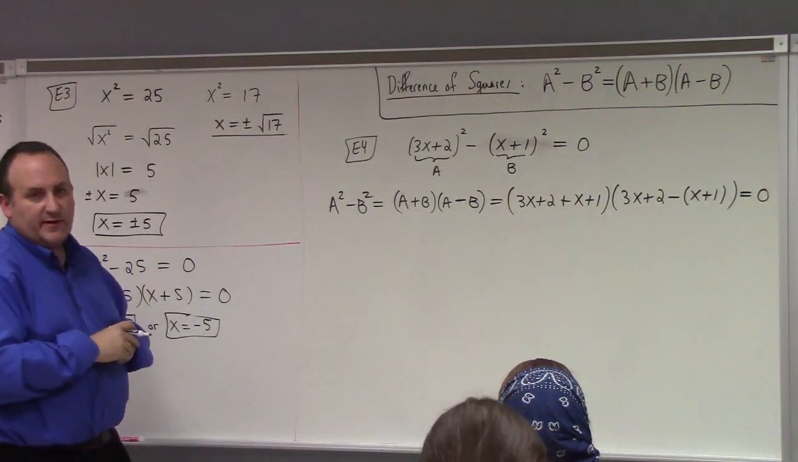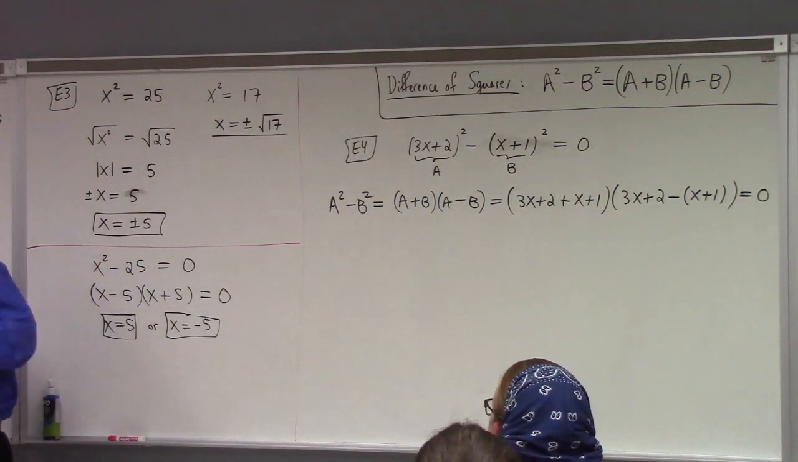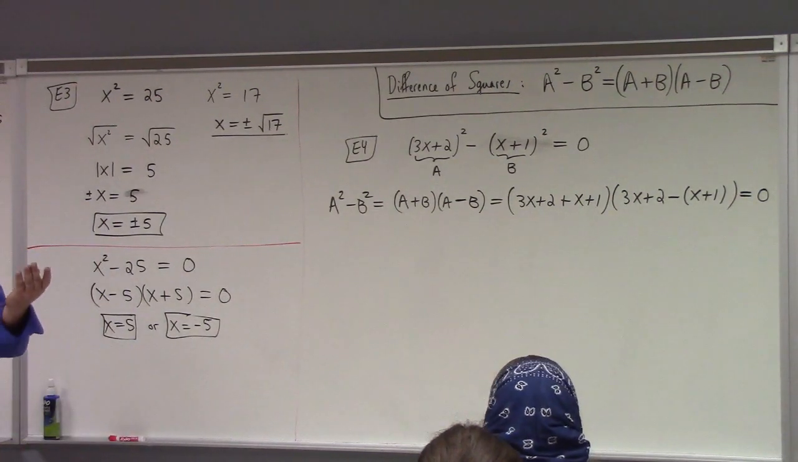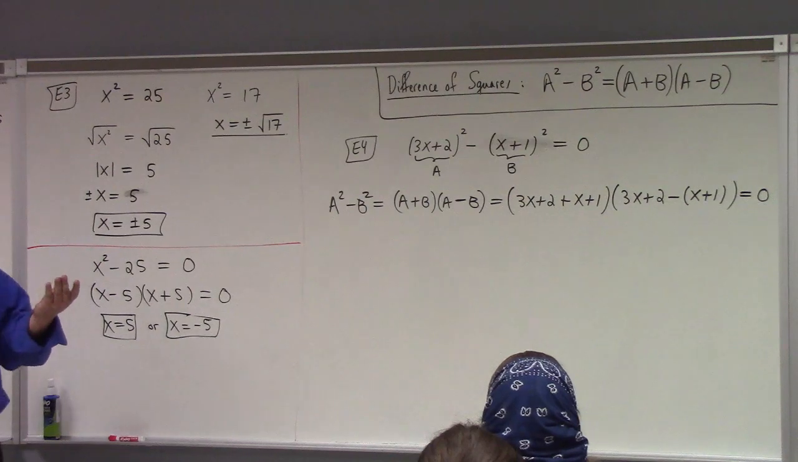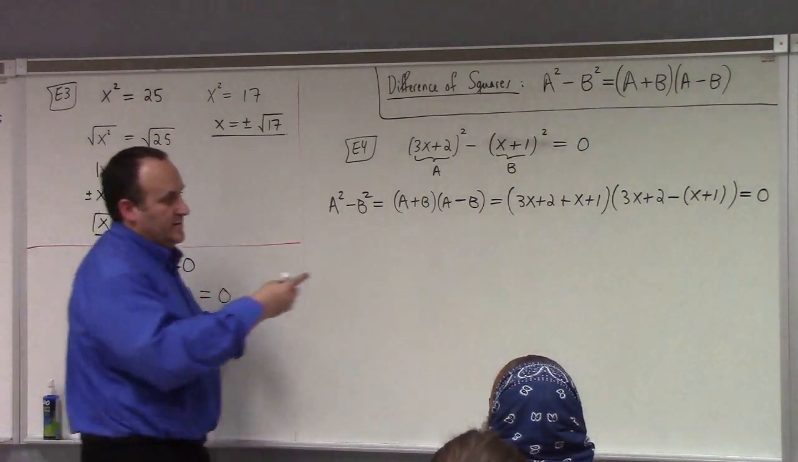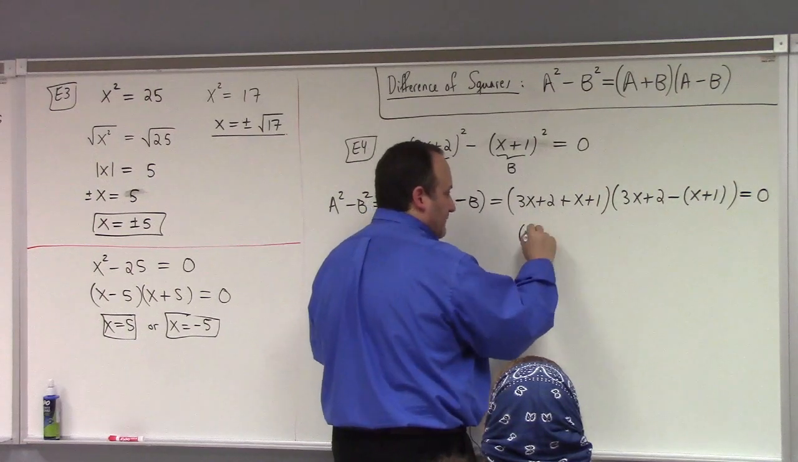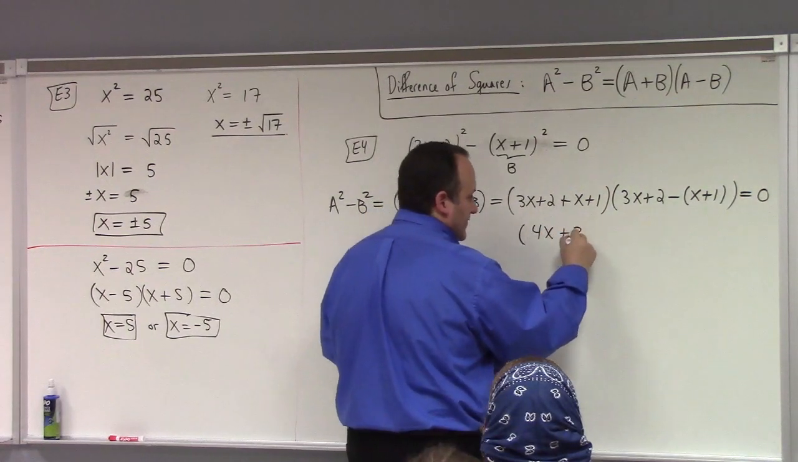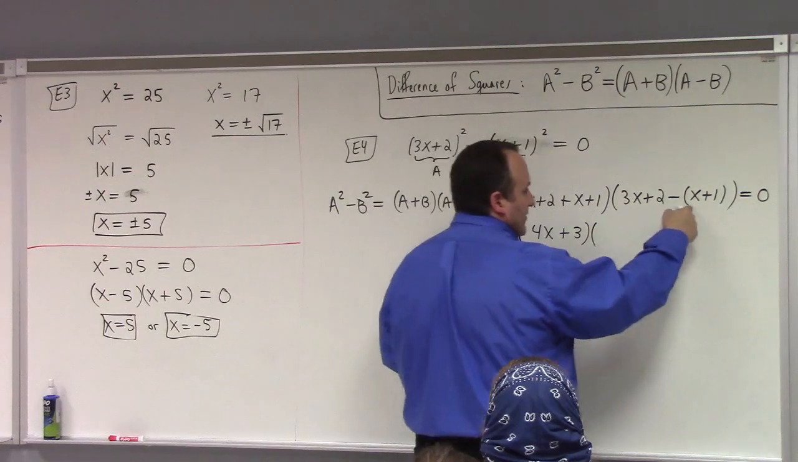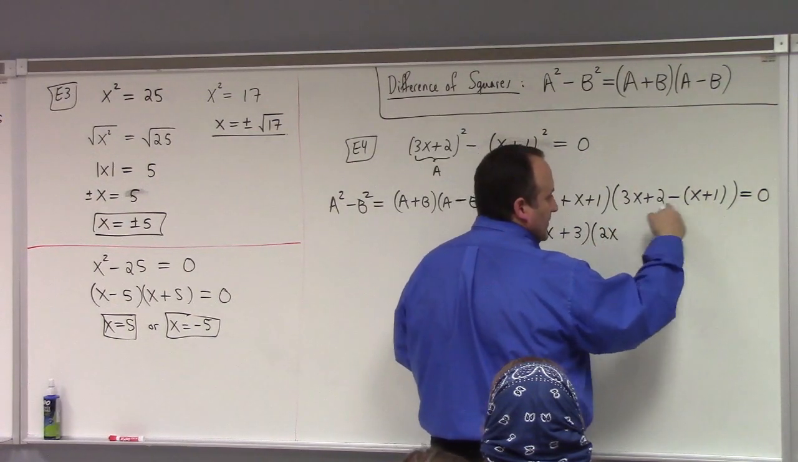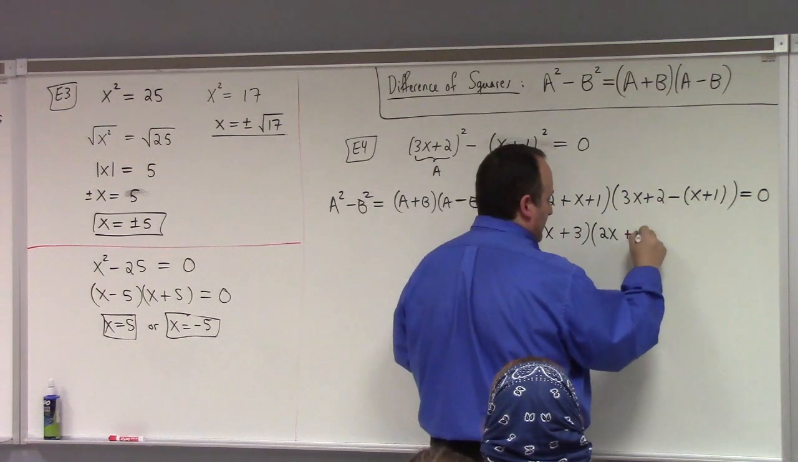So then what? Well, collect like terms, and then you can see what the solution is. I don't know yet, I can't tell yet from what I've written what the solution is. I need to do one more step, right? So simplify this, what do you got? 4x plus 3, and over here, 3x minus x is 2x, 2 minus 1 is 1, plus 1, yeah.